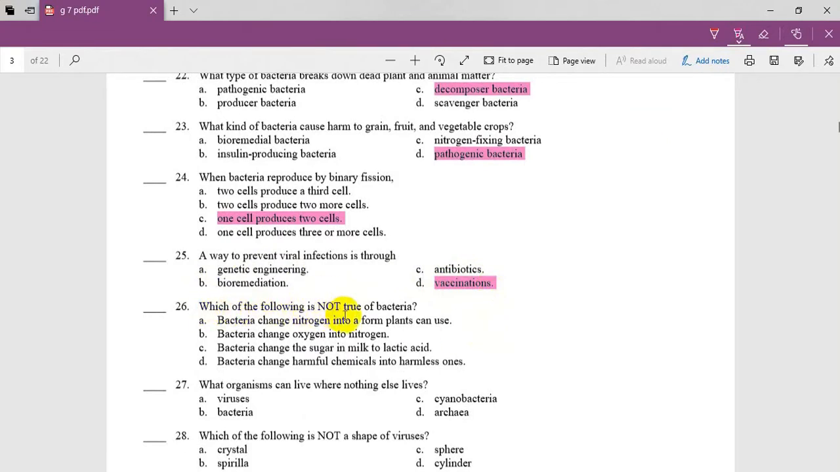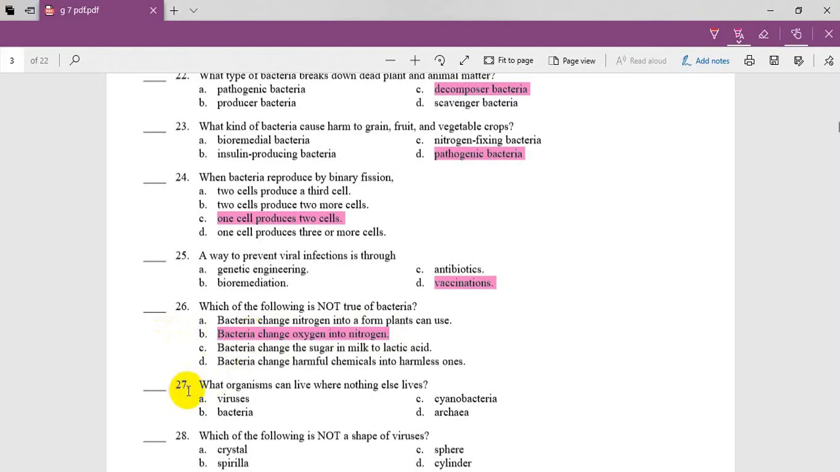Which of the following is not true of bacteria? We need something which is not true about bacteria. Bacteria change nitrogen into a form plants can use. Bacteria change oxygen into nitrogen, and this is actually impossible. Bacteria change the sugar in milk to lactic acid, or change harmful chemicals into harmless ones. Bacteria can do three of these things, but one they cannot do: change oxygen into nitrogen. This is not true about bacteria.